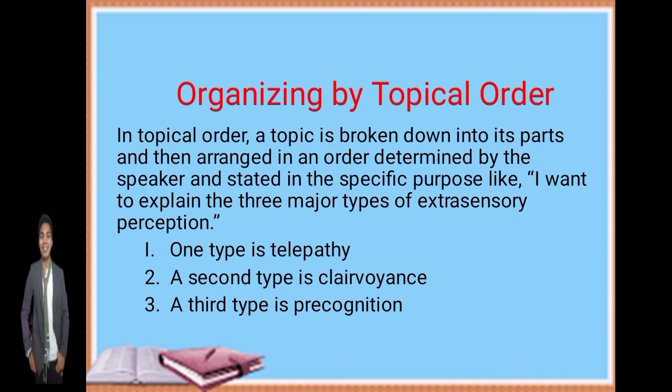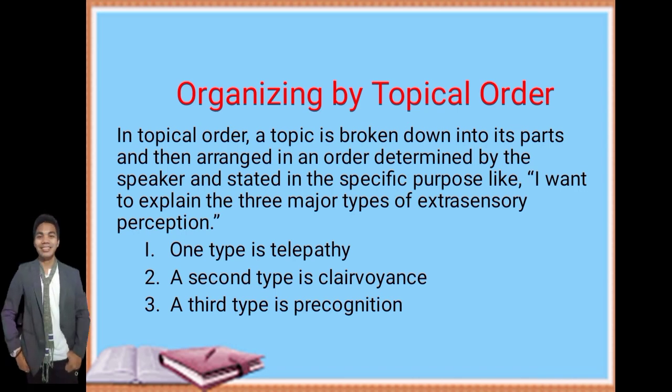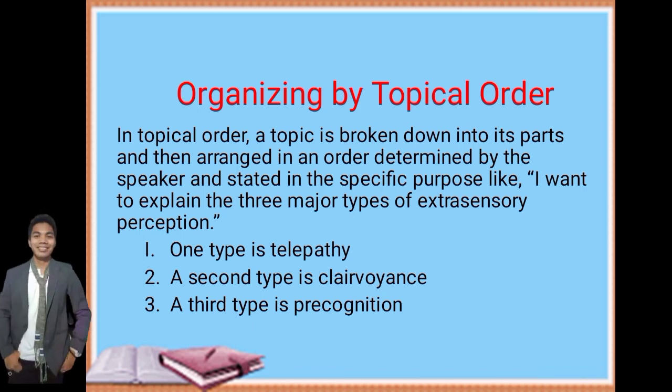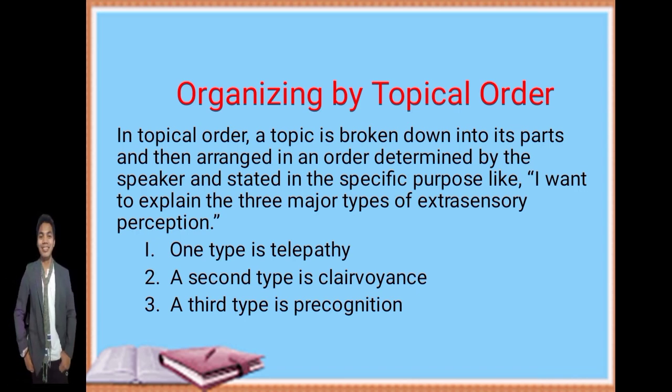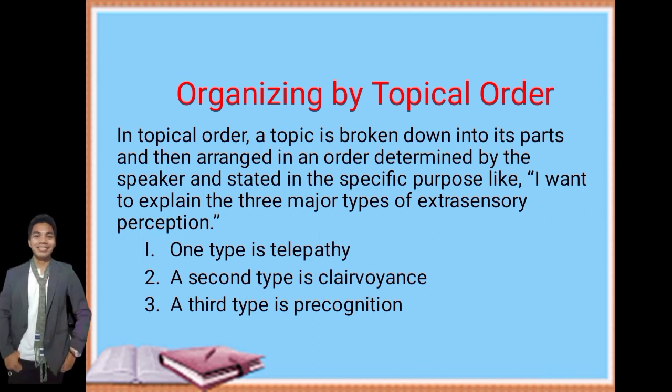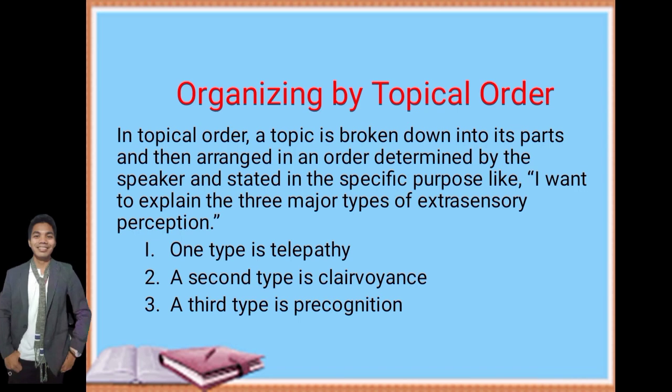So you wanted to explain. This is your specific purpose. I want to explain the three major types of extrasensory perception. So you have there your first, the second, and of course the third one. One type is telepathy, and then the second type is clairvoyance, and the third one is precognition. So this is a topical order.